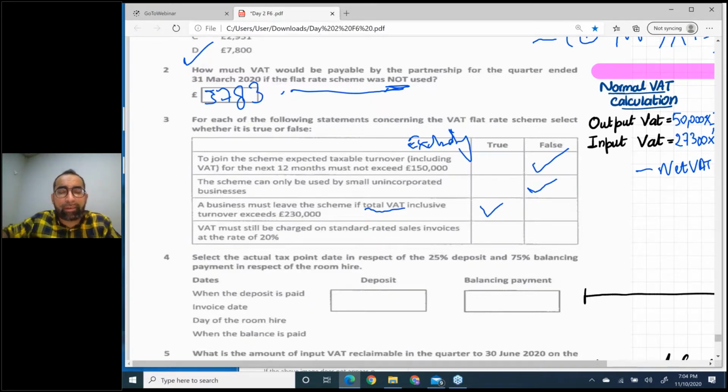So read this last point. VAT must still be charged on standard rated sales invoices at the rate of 20%. Yes, you will charge normal 20% VAT from your customers on standard rated sales, because your relationship with customers and suppliers will remain the same. This is a very technical point. You have to think with your brain.